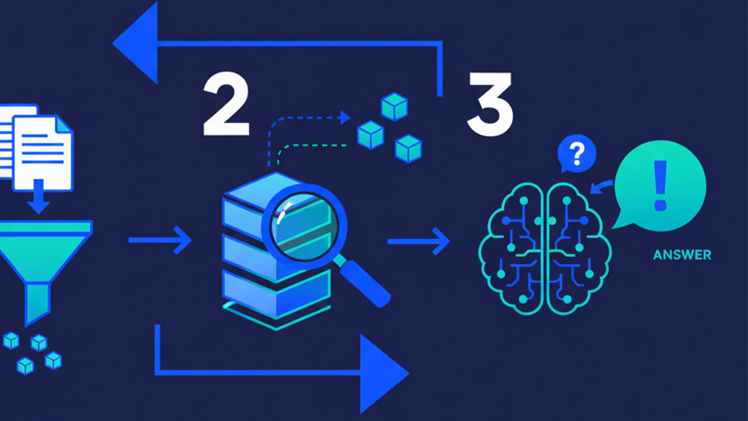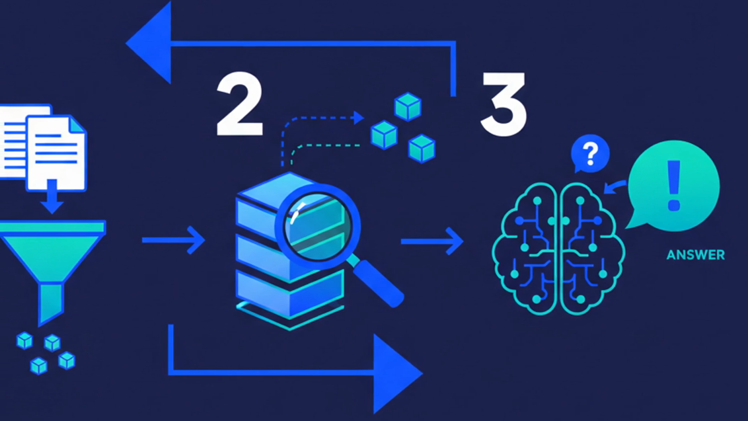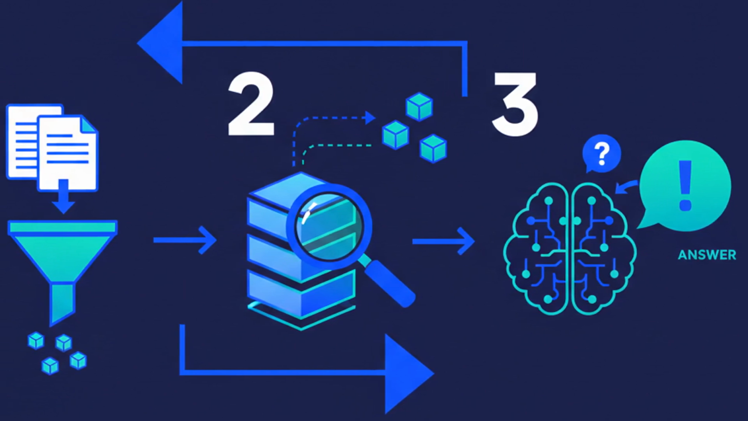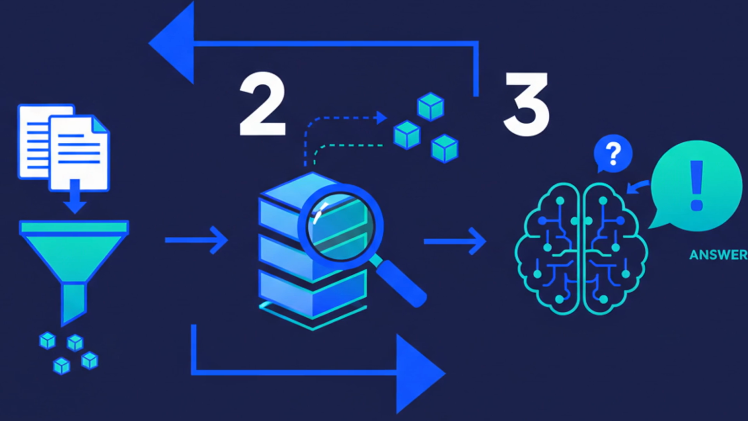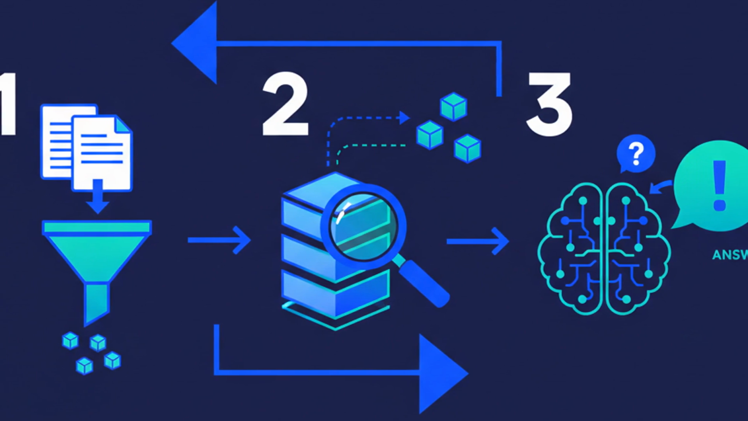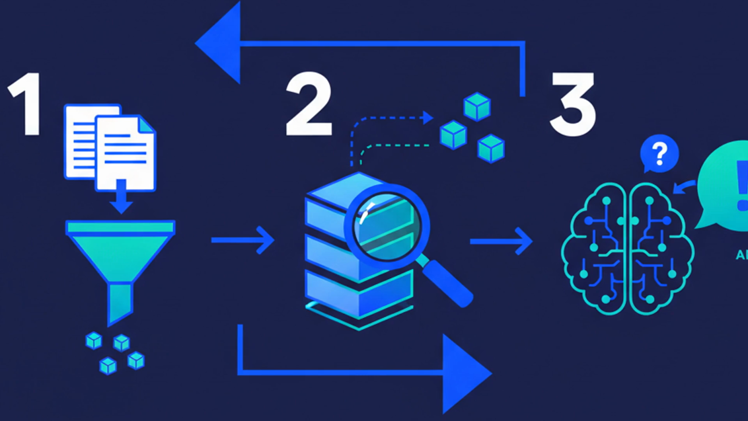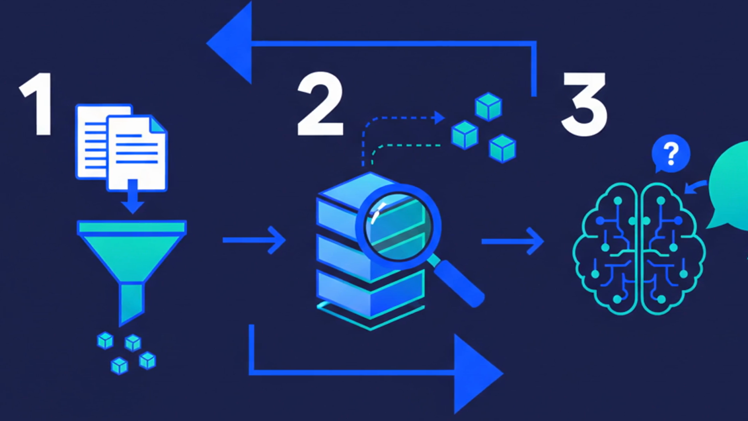RAG works in 3 stages. First, you take your documents and convert them into searchable vectors. We call this the indexing phase. Second, when a user asks a question, you search those vectors to find relevant chunks. The retrieval phase. Third, you combine those chunks with the original question and feed everything to the LLM. The generation phase. The model now answers based on actual context, not just its training data.